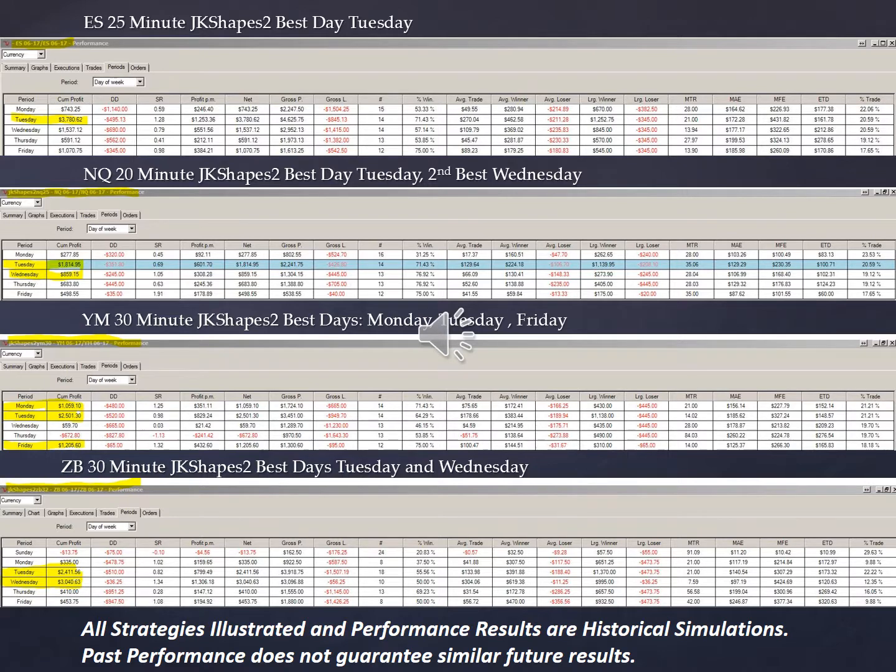So in the E-mini S&P 25-minute JK shapes, Tuesday made $3,700 and some dollars. On the NASDAQ 20-minute, Tuesday was best with about $1,800. Wednesday was second best. If you look at the JK shapes on the mini Dow, and that's what I trade, is the mini Dow, Monday, Tuesday, and Friday were all pretty good. Tuesday was the best, but all 3 of them were good. And if you look at the bonds over a 30-minute basis, both Tuesday and Wednesday were pretty good days. And you can look at the PDF and look at the stats on this.